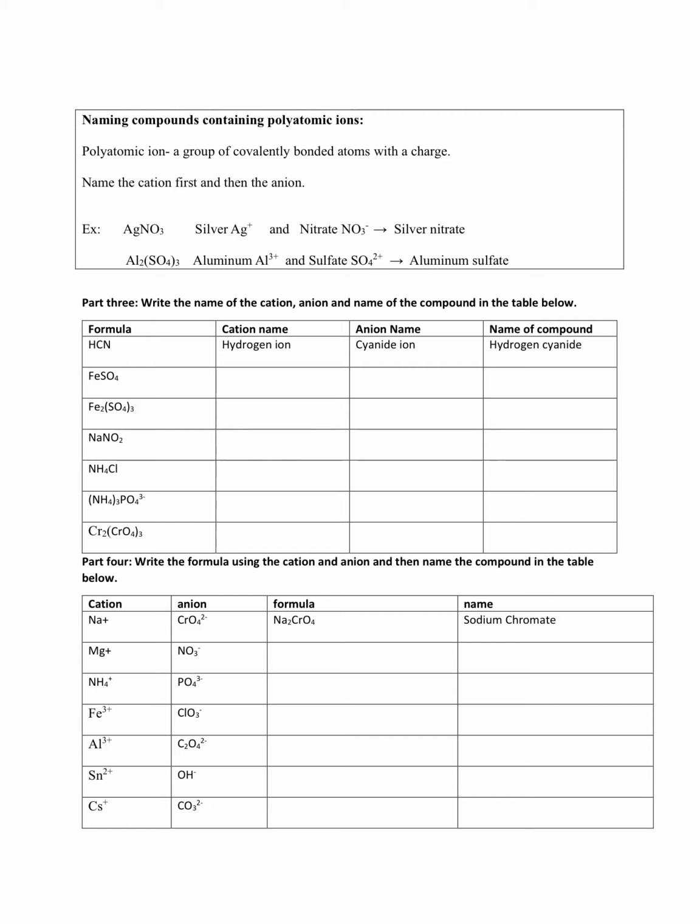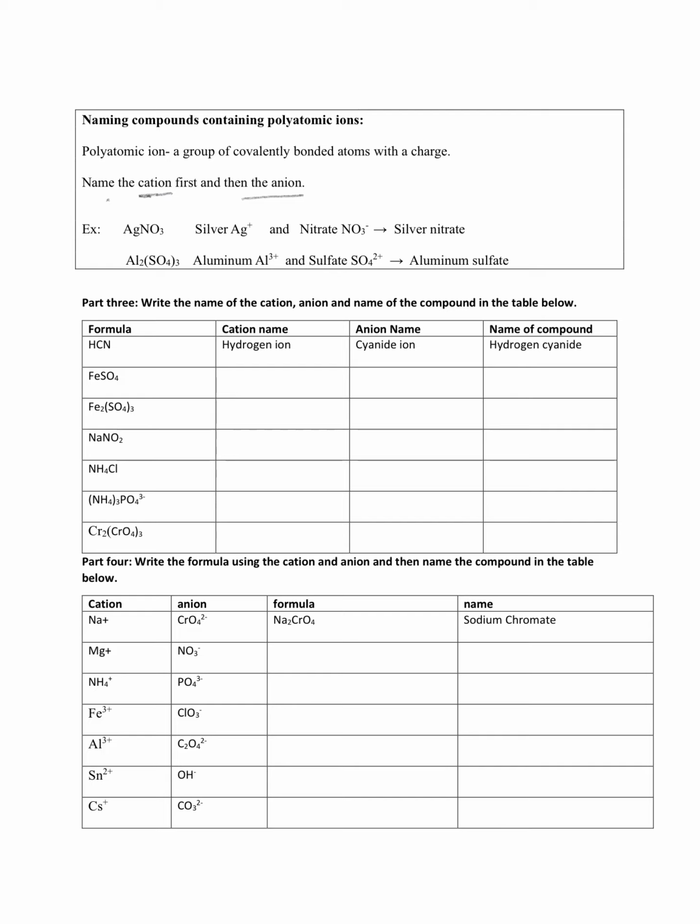So this page of the homework assignment, we're going to be working on naming polyatomic ions. So first of all, a polyatomic ion is a group of covalently bonded atoms with a charge. And anytime we use or write a formula using polyatomic ions, we're going to treat the polyatomic ion as if it was one individual ion. Okay, so when you name them, you name the cation first, and then the anion, just like we did with the other ionic compounds. Let's take a look at one.